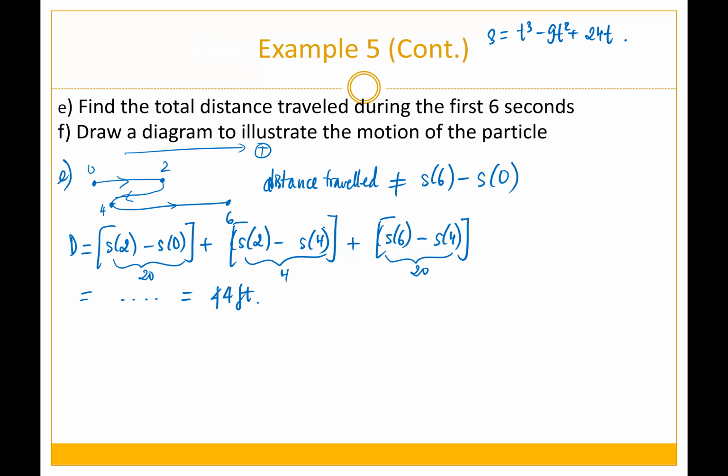And obviously you can compare with the answer of s6 minus s0. If I did the plug-in, it's going to be 36 minus 0, which is just 36 feet, and you're missing 8 feet. So these are definitely different, and this is the way to solve it. If you try to use s6 minus s0, you have to make sure that your particle only moves in one direction. Here it goes positive, goes back to negative, and then goes positive again, so the situation becomes a little more complicated.